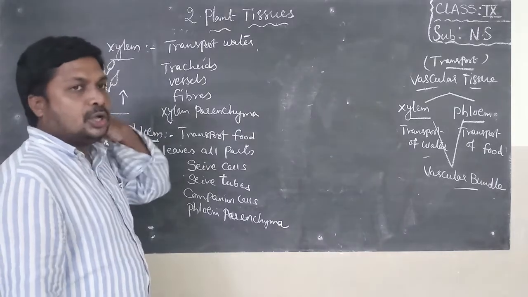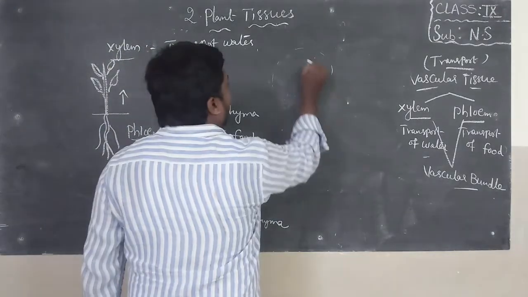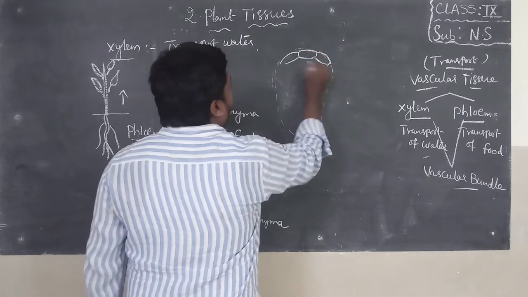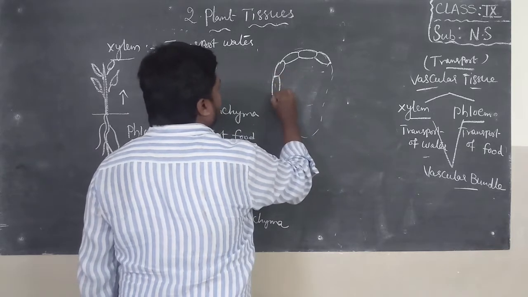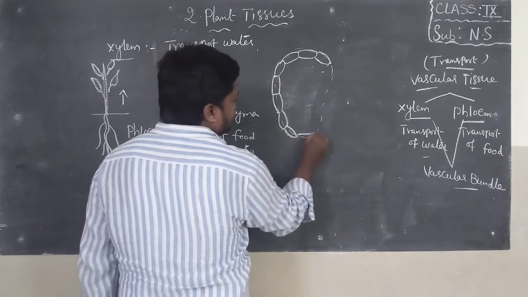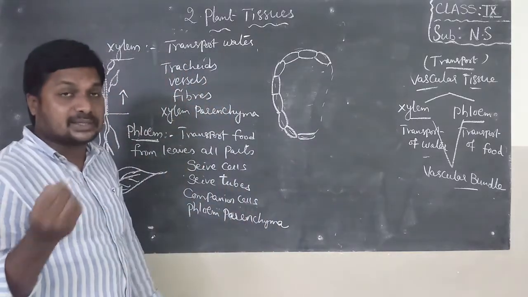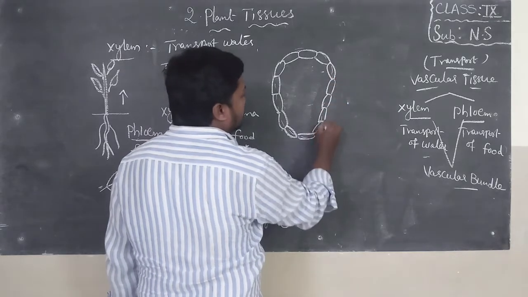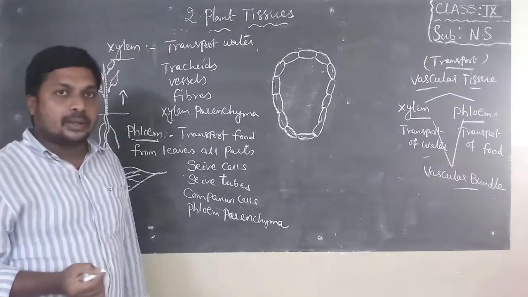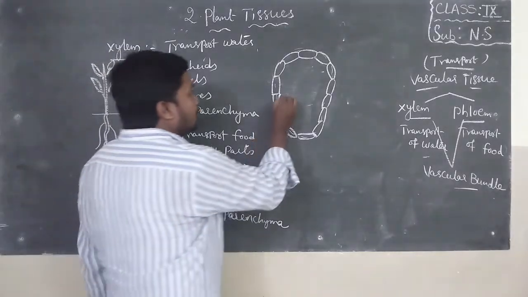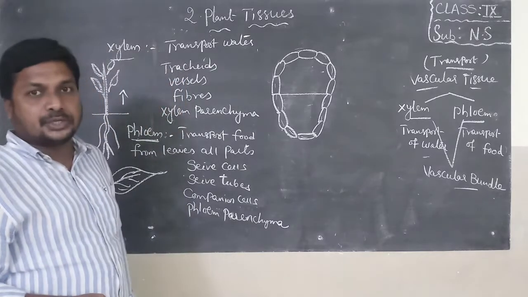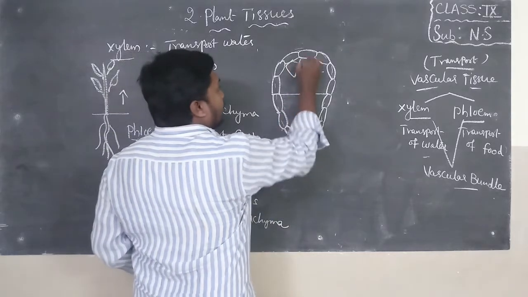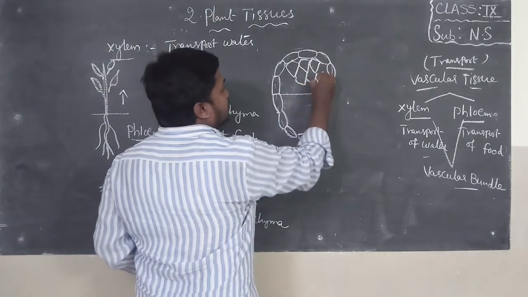So if you observe, now I will draw the diagram of vascular bundle. After completion of this topic, I will draw the diagram of TS of dicot stem in the next class. This TS of dicot stem helps to understand about 4 types of tissues. We can find 4 types of tissues in TS of dicot stem: meristematic tissue, dermal tissue, ground tissue and vascular tissue. So here this is vascular bundle. In vascular bundle we can find 2 types of cells.